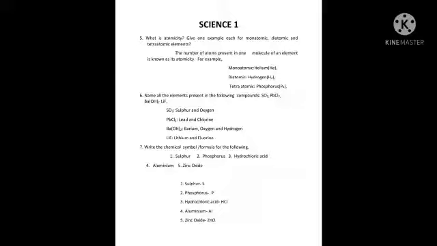Okay. Then Ba(OH)2. So which elements are present here? Ba. B is capital, a is small letter. So that is one element. Ba, barium. Then OH. O means oxygen, H means hydrogen. Don't forget. Okay. Ba, barium, O, oxygen, H, hydrogen. So three elements are present in this compound.